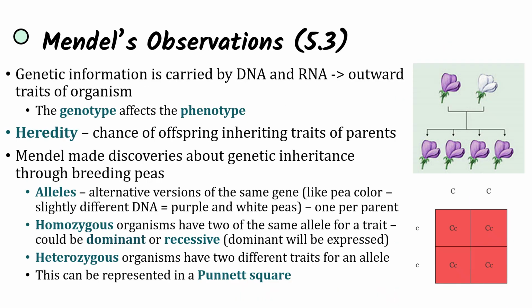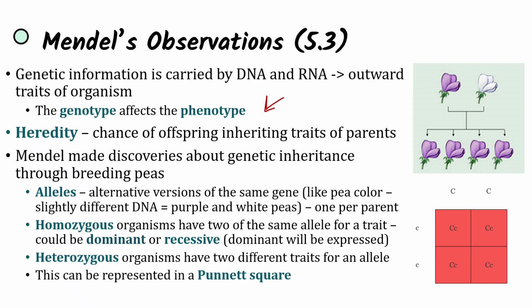And now we must discuss genetics. And this starts with Mendelian patterns of inheritance. So genetic information is carried by DNA and RNA. And these are going to affect the outward traits of the organism, because whatever your genotype is, your genome, your DNA codes for the proteins that are produced and other molecules that are then going to shape your outward appearance, your phenotype.